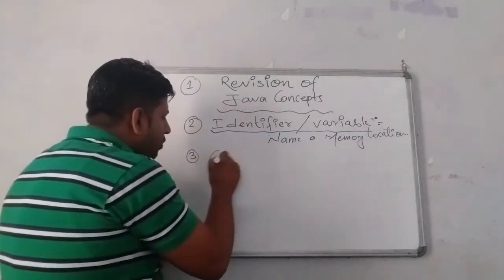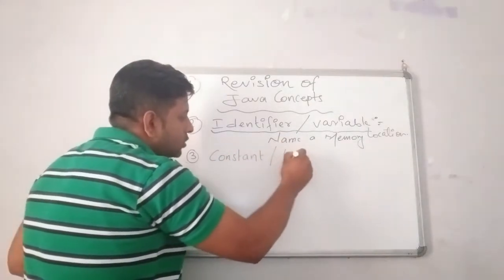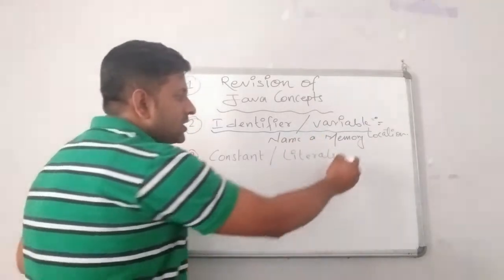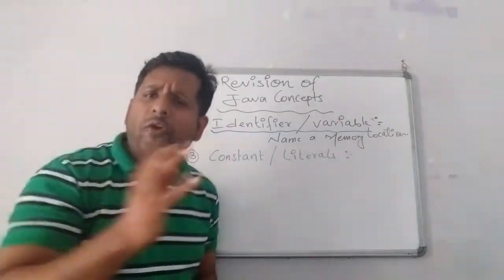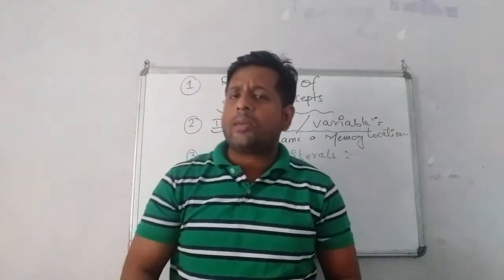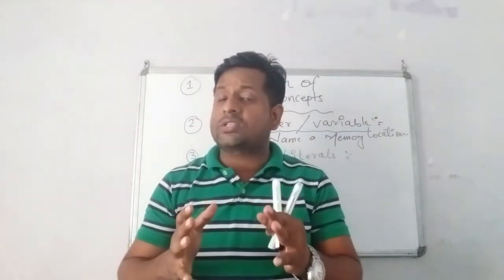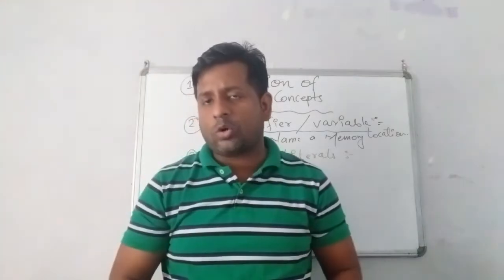Third part we have is a constant, or it is also known as literals. Constant or literals. Now what is constant? Constant is fixed. Like if you talk about int a is equal to 10, that means 10 is here constant, 10 is fixed. 10 means 10 only, or it won't be 11 or 12 automatically.